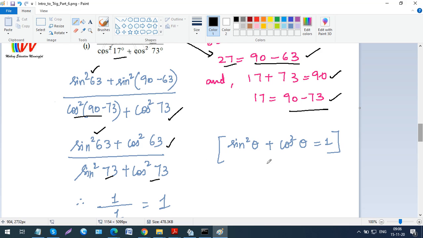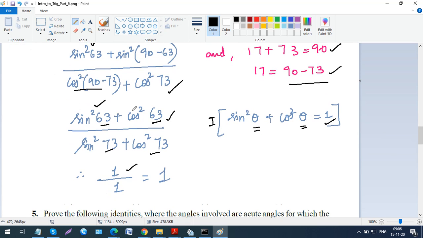And we know that according to the first identity, sine square theta plus cos square theta is equal to 1. Let the theta be anything, okay? If both of them are the same, then it's going to give you 1. So here sine square 63 plus cos square 63 is going to give you 1, right? And 73 and 73 also gives you 1. Any angle, same angle with this kind of combination will always give you 1. So 1 is the answer.